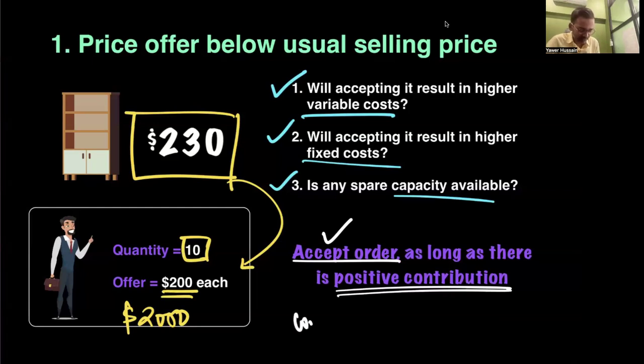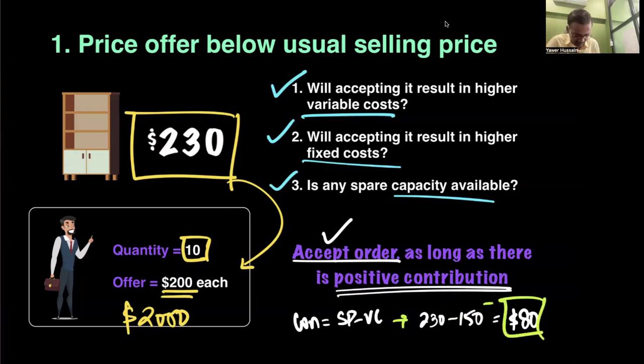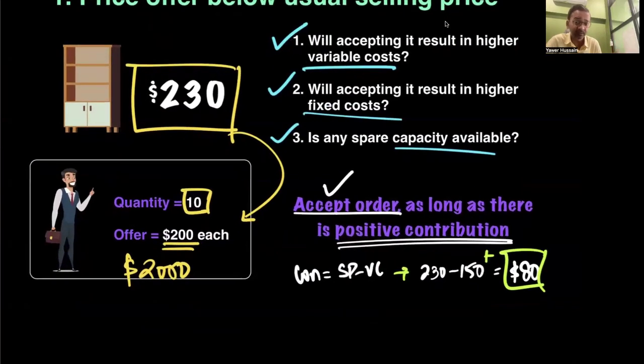Remember that our contribution was selling price minus variable cost. When I do it for this example here, I remember that my selling price was 230, my variable cost was 150, which meant that I have $80 of contribution from selling one unit, right? We saw this example a little bit earlier. Now what the situation is here is that they're asking us to sell it for 200. Our variable cost did not change.